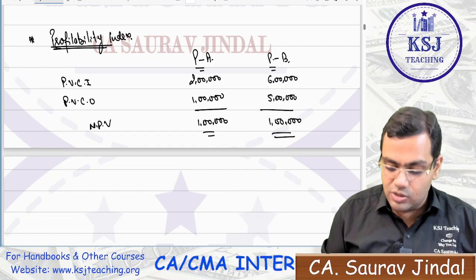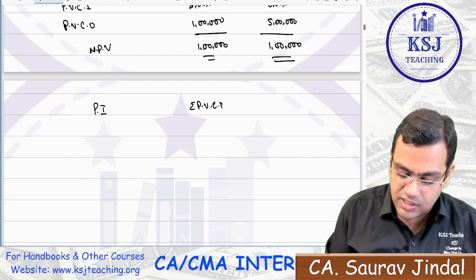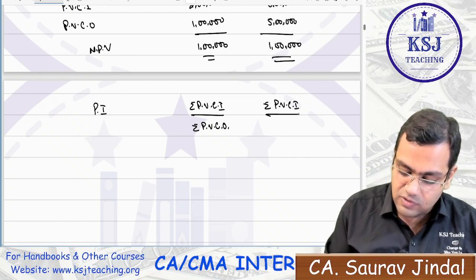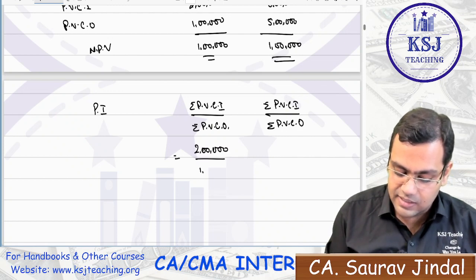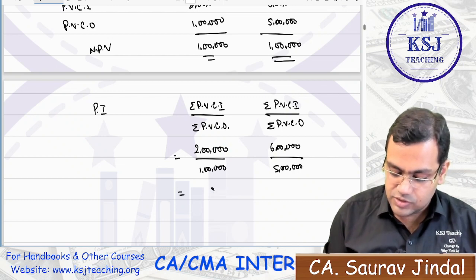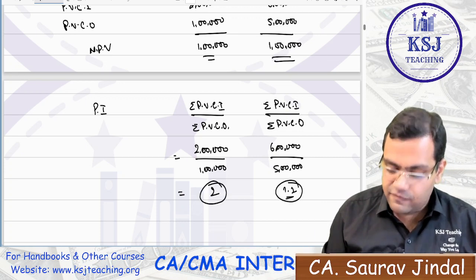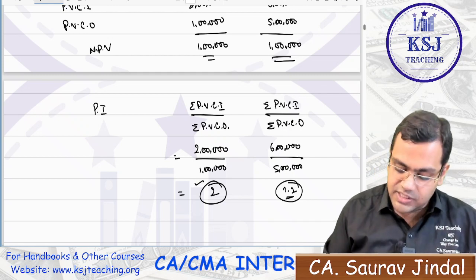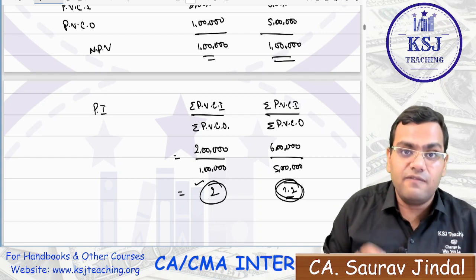In such a situation, you will use the profitability index, that is PI. What is PI? PI is the present value of cash inflows divided by the present value of cash outflows. So in this case, that is 2 lakh divided by 1 lakh, and in this case, it is 6 lakh divided by 5 lakh. So this is 2, and this comes to 1.2. That means, for every 1 rupee invested, this project is giving you double the cash inflow, and this project is giving you 1.2 times the cash inflow for every 1 rupee invested in the business.